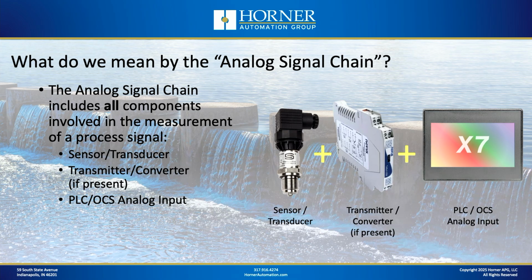But if we want to take a look at the entire analog signal chain, then we're talking about including all the components that are involved in process measurement, from the pressure transducer, if it's pressure that we're monitoring, to any kind of converter or transmitter that the signal may be passing through. And then, of course, ultimately to the analog input on the PLC or the Horner OCS. So when we're talking about the entire signal chain, all these components are included.